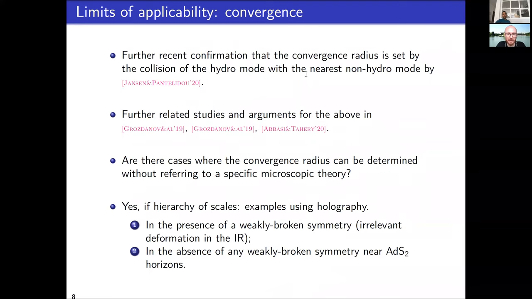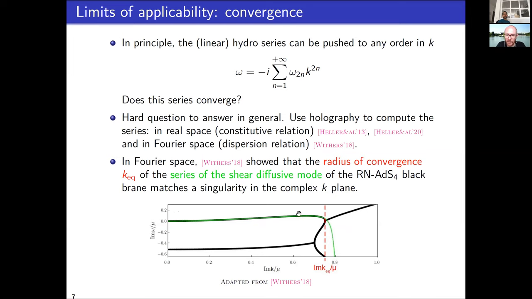All right, so there have been further confirmations that these pictures appear to be correct, at least in holographic systems, further studies, arguments for the above, et cetera. But for the purposes of my talk, another important statement is that at this stage, the precise location of the breakdown of hydrodynamics in these systems is entirely controlled by microscopic details of the system. I really need to know the entire system; I cannot predict for you a priori where this is going to happen. I need the entire information on the system.